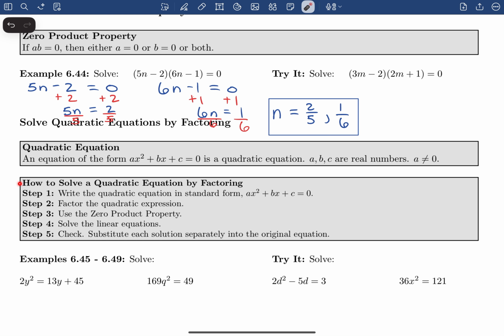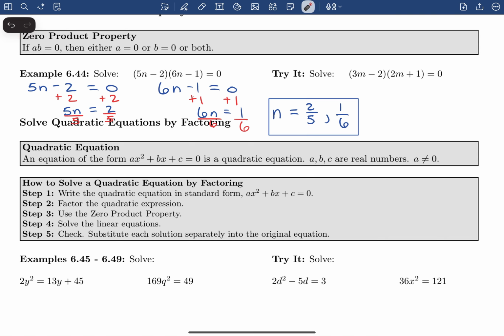Okay, now how do you solve a quadratic equation by factoring? You can follow this 5-step process. Step 1, write the quadratic equation in standard form. Ax squared plus bx plus c equals 0. We need it to equal 0 so that we can use the zero product property.